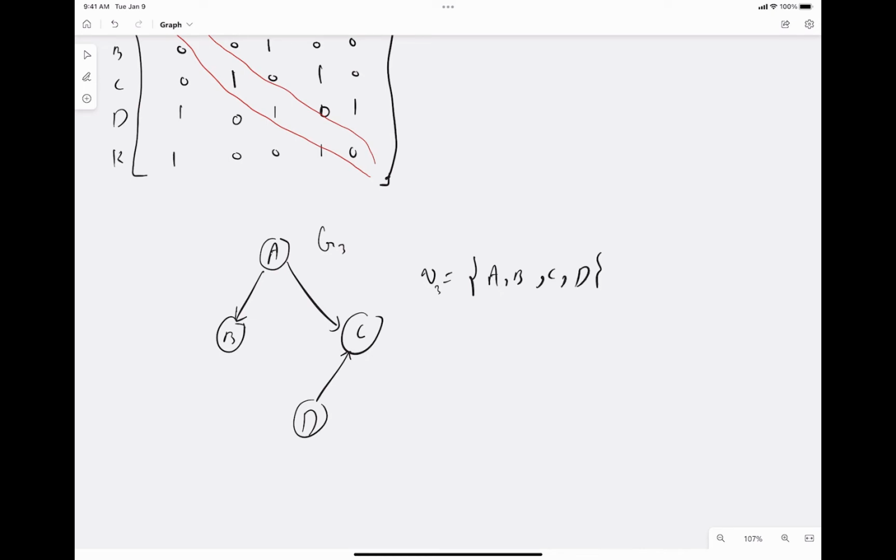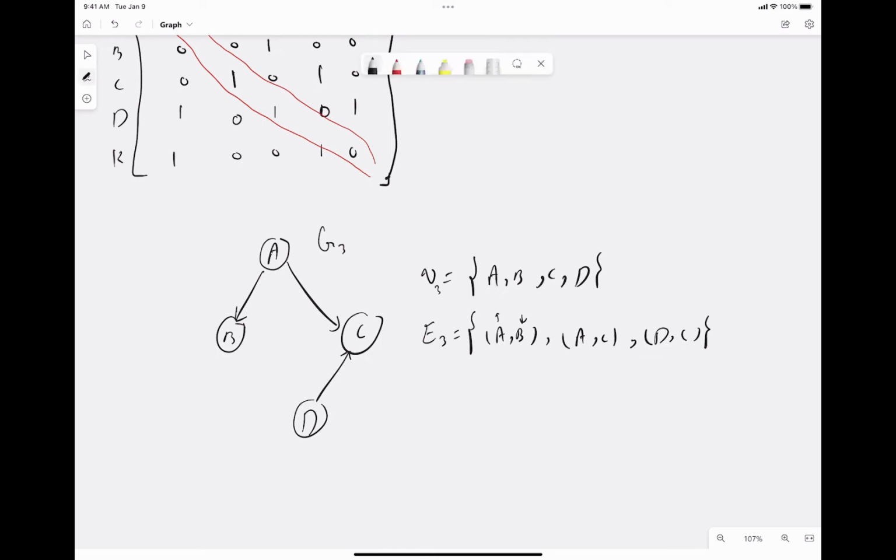So that's the set of vertices, and now the set of edges. E3 this time is going to be A to B. So the very first one is the source, and this one is the destination. So B is the destination. And then here we have the edge A to C, and then here we have D to C. If you look at this graph, there is no edge from C to D, so we're not adding that one to the set that we have here.